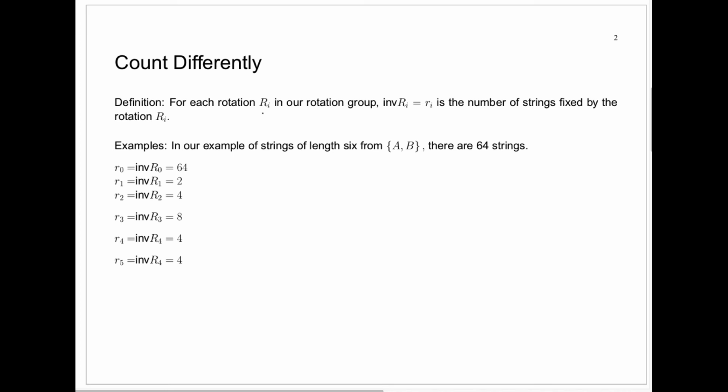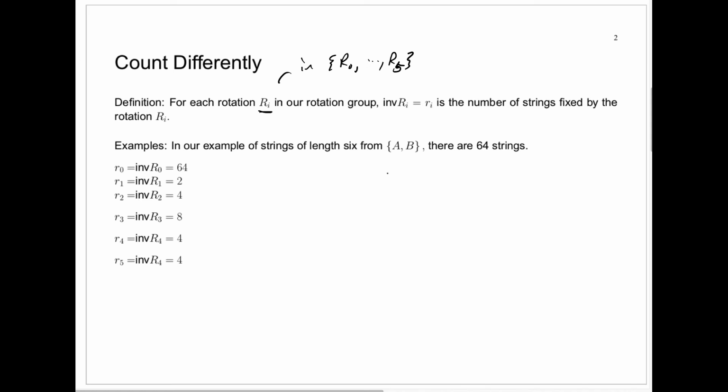Here's a new definition. For each of our rotations R sub i, i from 0 to 5, in our rotation group, we'll define the invariant number, or inv of R sub i. The book uses the notation little r sub i to be the invariant number of the rotation, capital R sub i. That will be the number of strings fixed by each rotation. So for inv of R sub i, it'll be the number of strings fixed by the rotation R sub i. And so let's look at an example of this.